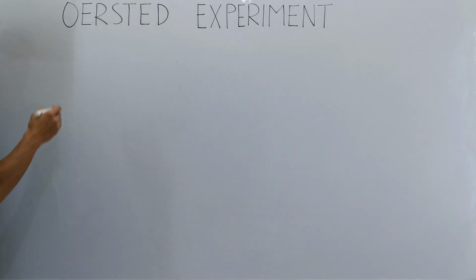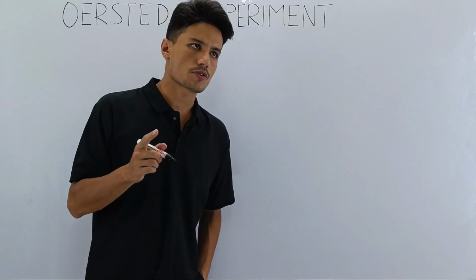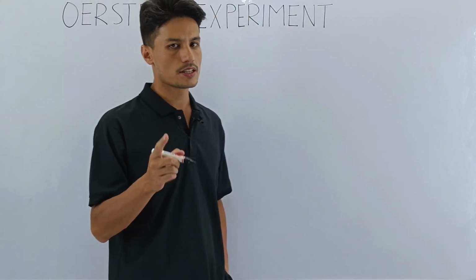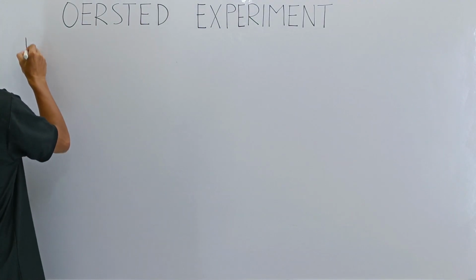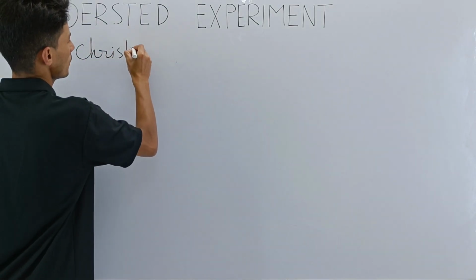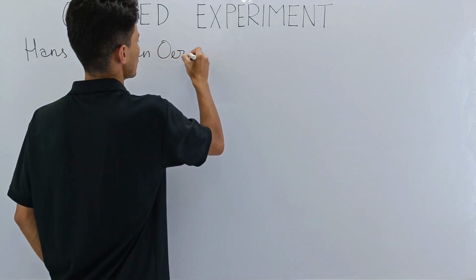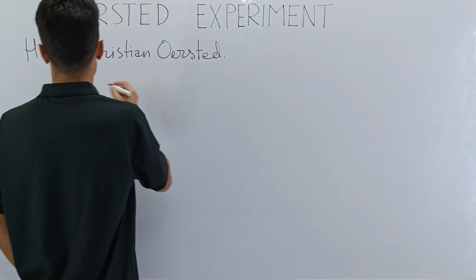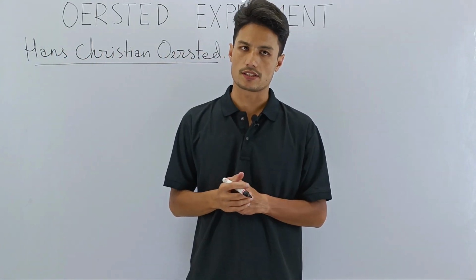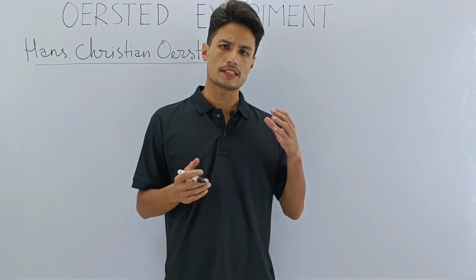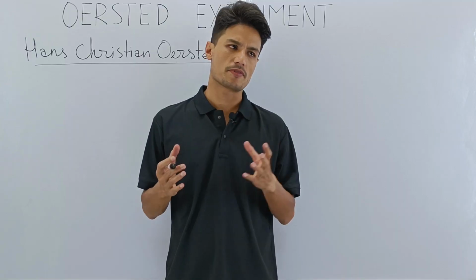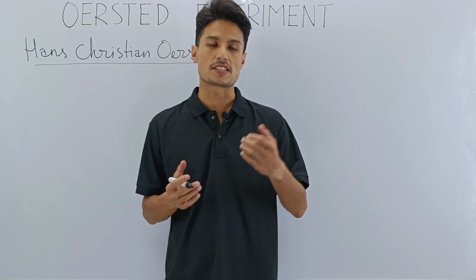Oersted's experiment was demonstrated by a very famous Danish scientist whose full name is Hans Christian Oersted. Let me write down the full name of the scientist, Hans Christian Oersted. He was a Danish person and he was a physicist. A physicist is a person who studies physics.